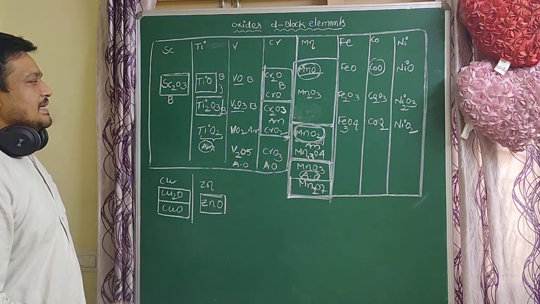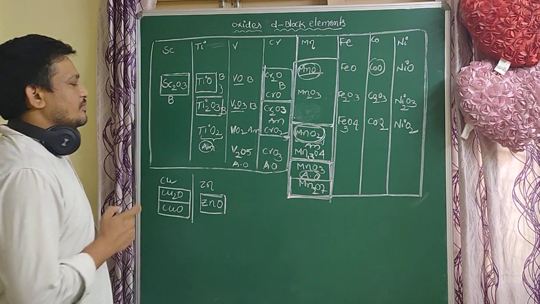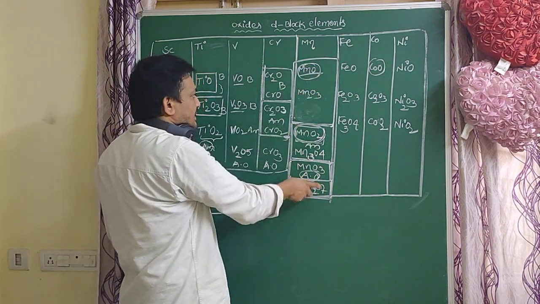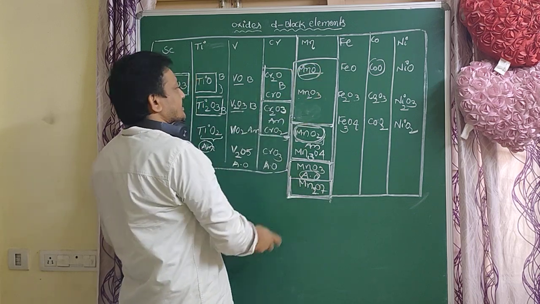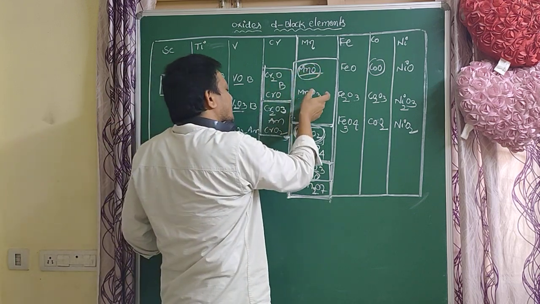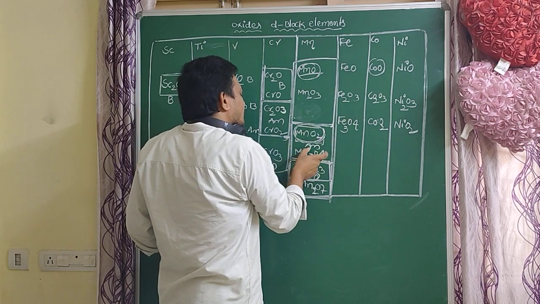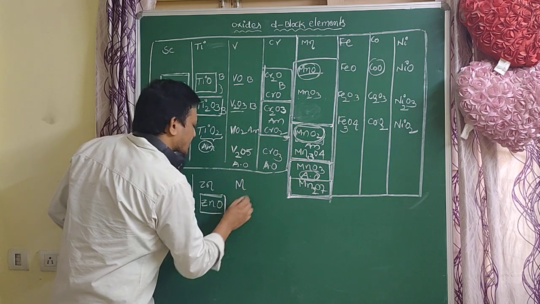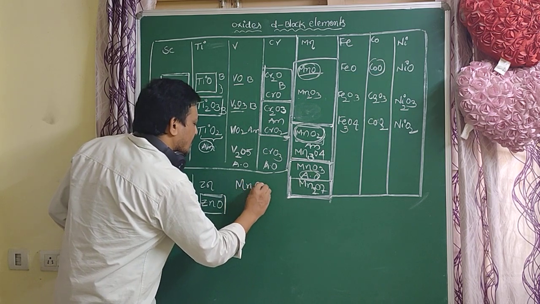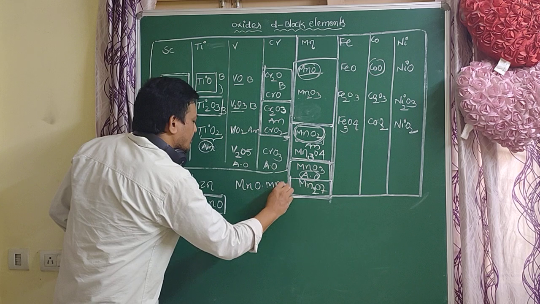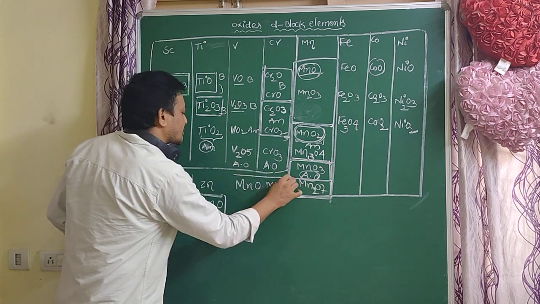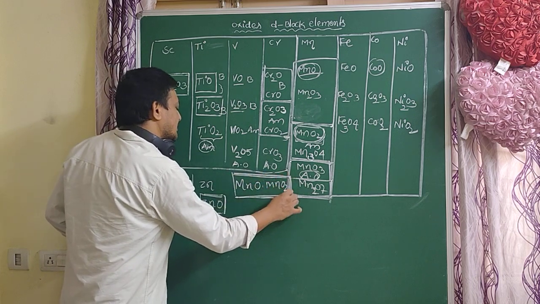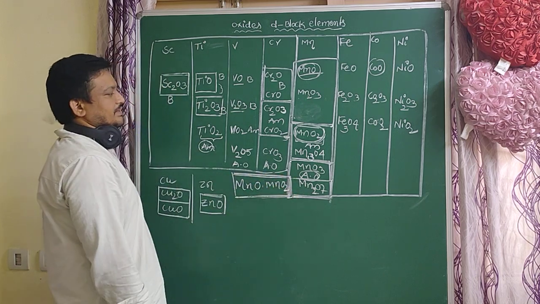Mn2O7 is a highly explosive oxide. That is a very important oxide. These are oxides of manganese: MnO, Mn2O3, MnO2, Mn3O4. Here Mn3O4 is a mixed oxide, that is, it contains MnO and MnO2. That mixed oxide easily decomposes to give oxygen.